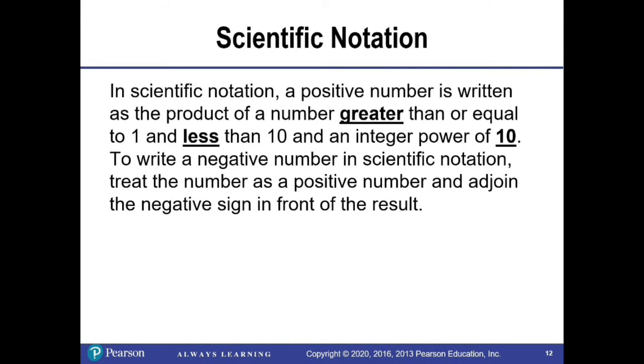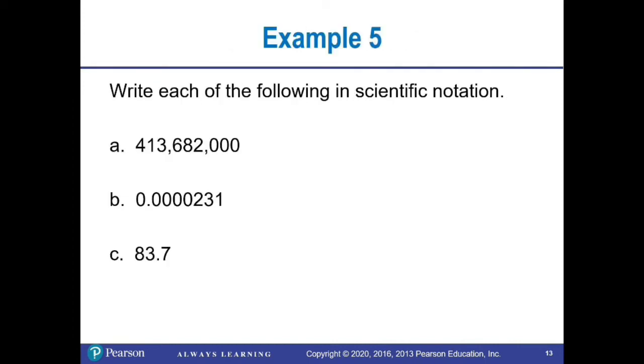Now let's look at scientific notation. With scientific notation, we have the product of a number, I'll talk about this number in a minute, and a power of 10. Now, our number has to be greater than, or it can be equal to 1, but it also has to be less than 10. If you have a negative number, we just put a negative sign in front of our notation. Let's look at how this works.